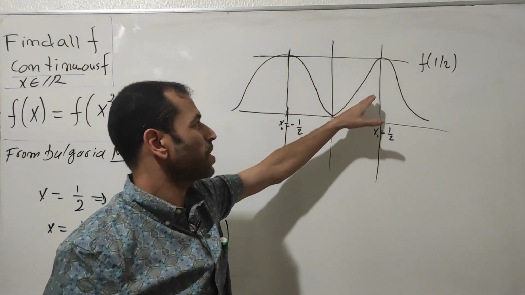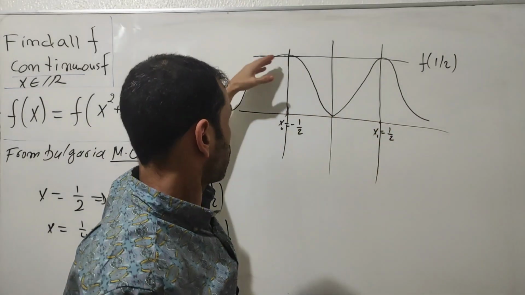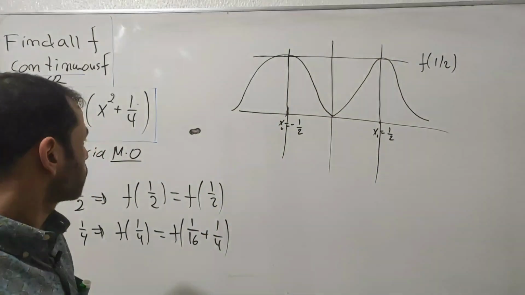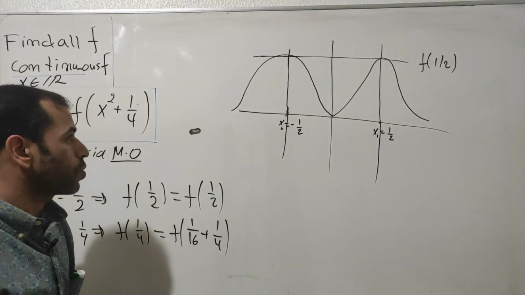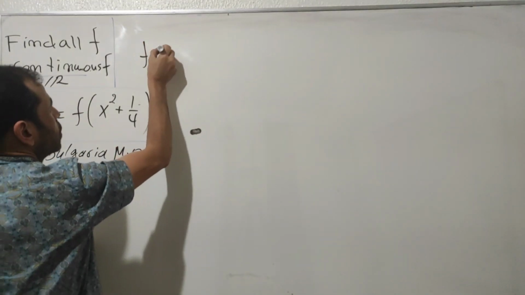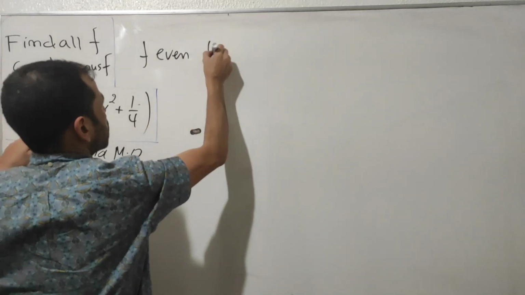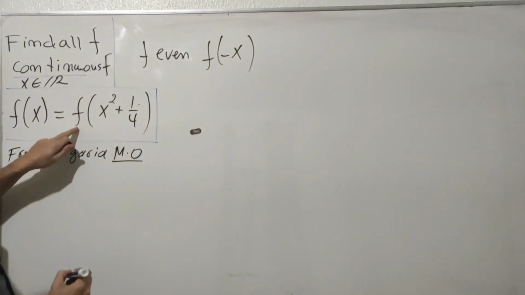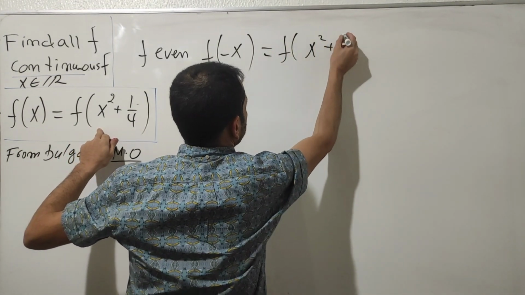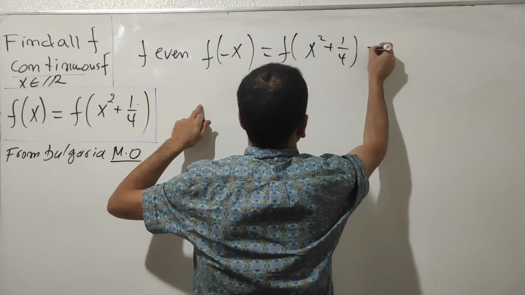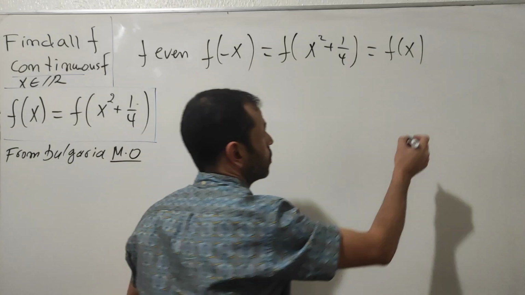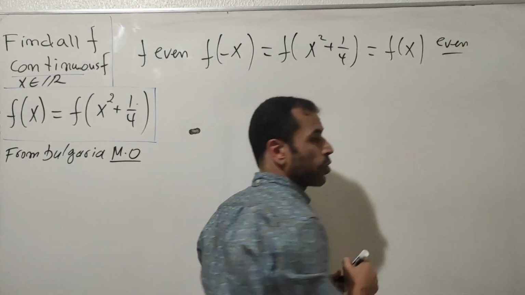But this behavior maybe is not real. The real one maybe is going to be a constant at the end. We are going to see that. Now let's get rid of this one and start with our problem. As we discussed before, we know f is an even function, because if you replace minus x into this function, we get f of x squared plus 1 over 4, which is going to give us f of x. Definitely the function is even. So we're clear with this point.